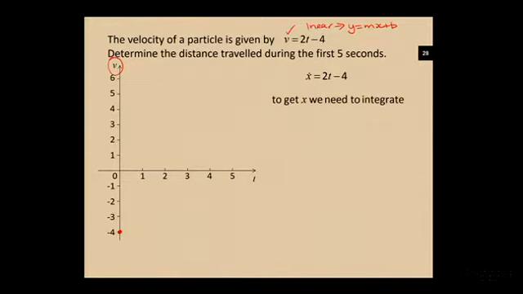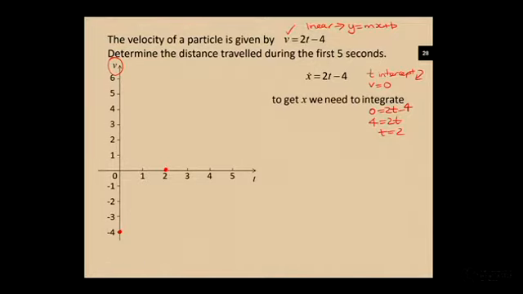What kind of gradient has it got? Where does it cross the t-axis? Is another way of saying it. So I'm checking out the t-intercept. To do that, I put v equal to 0. So 0 equals 2t minus 4. 4 is equal to 2t. t is equal to 2. So I'm going to put a dot there.